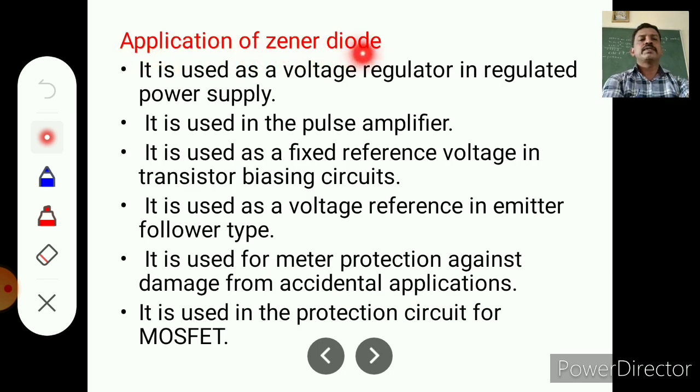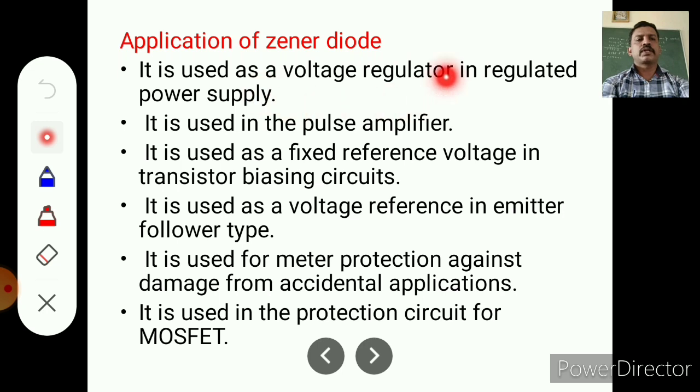Applications of Zener diode. It is used as a voltage regulator to regulate power supply. It is used in pulse amplifiers. It is used as a fixed reference voltage in transistor biasing circuits. It is used as a voltage reference in emitter follower type circuits. It is used for meter protection against damage from accidental application. It is used in protection circuits for MOSFET. So these are the different applications.